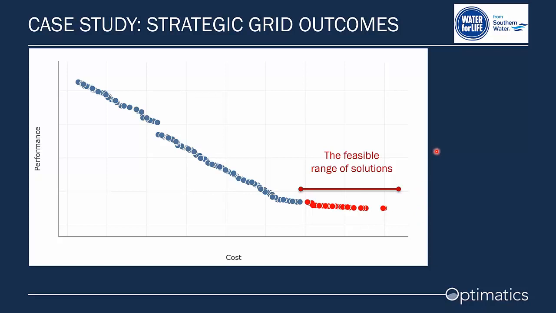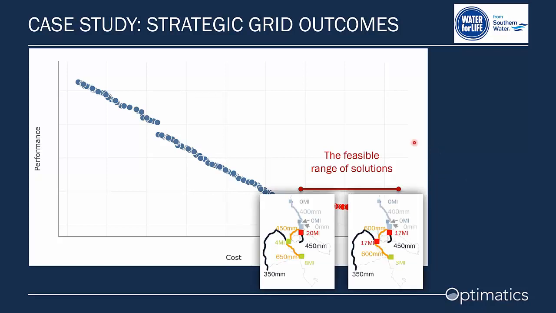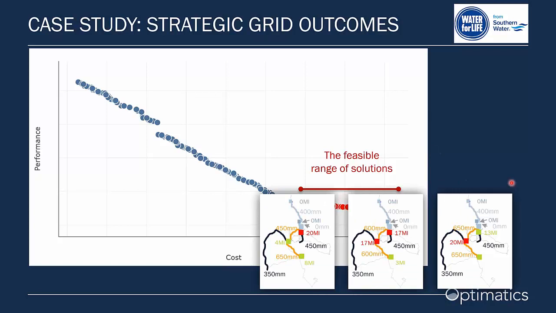And as an example here, these are some examples of what 3 different strategies could look like from that feasible range. You can see how the sizes of our assets change as we move along this curve. We spend more money and we continue to see performance improvements.